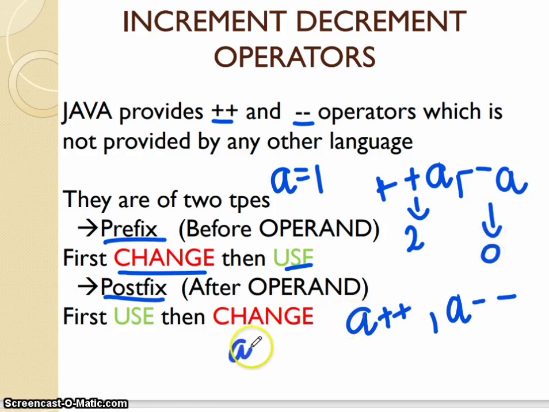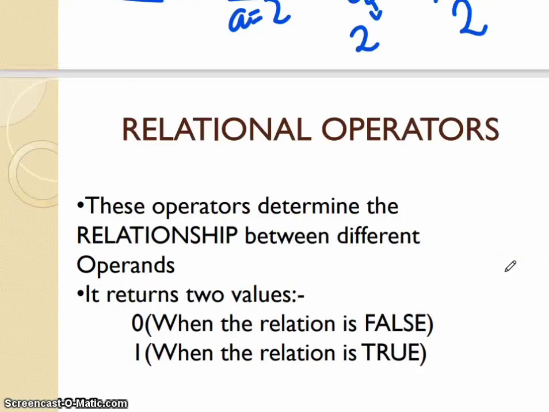In the same way, if I write a is equal to 2, for postfix it is first use, then change. A plus plus, first use. What's the value of a? 2. That is used, and then changed. It means it is changed to 3, but the changed value is not used. A minus minus, a is used and then changed to 1.